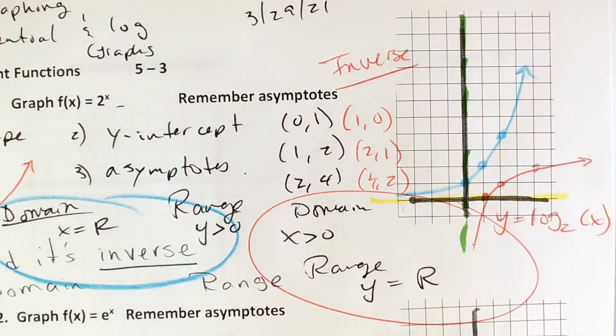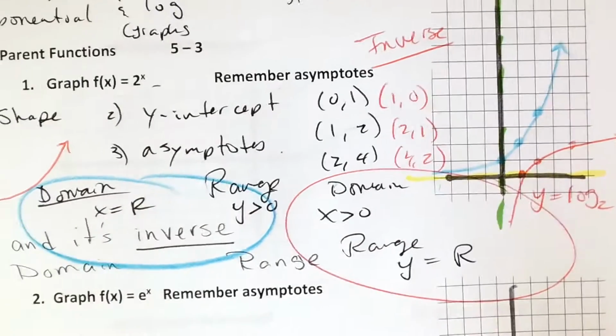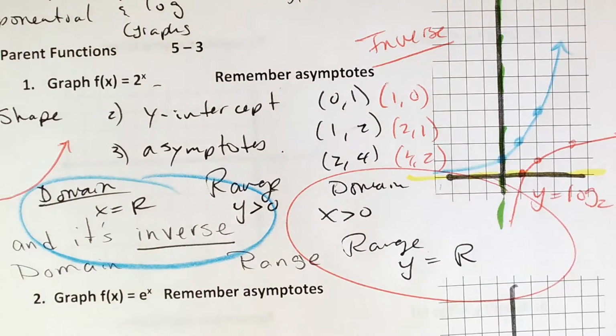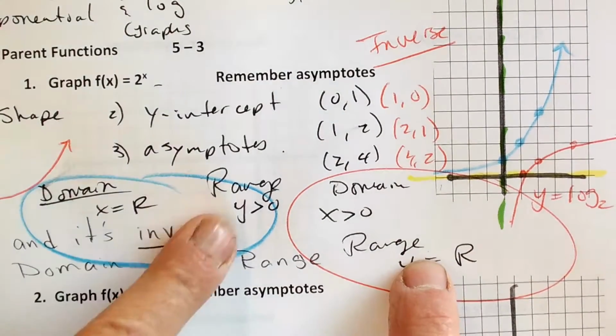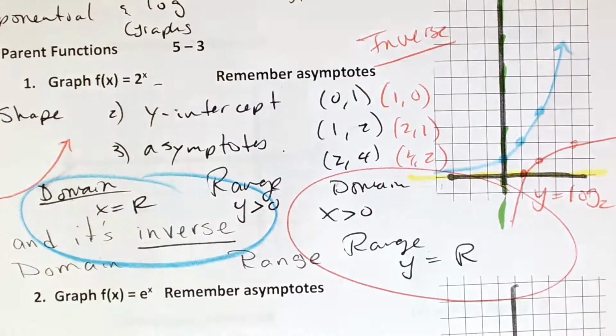Everybody listening? Check this out. The domain of this one becomes the range of that, and the range of this one becomes the domain of that, which actually makes sense because we switched x and y's. Doesn't that make sense? If you switch x and y's, that means all the domain switches to the range, and all the range switches to the domain.